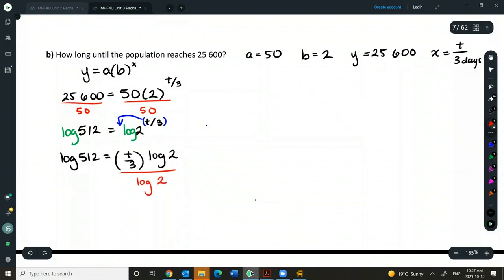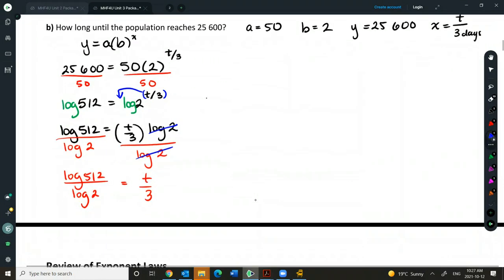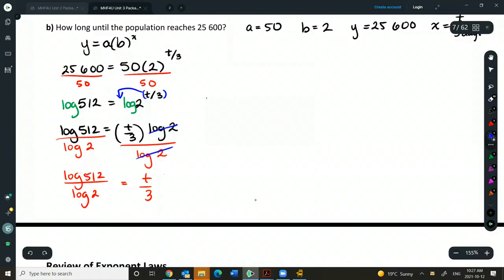Again, I'm still not using my calculator at this point. There's no need right now. So don't calculate all the way down; wait until the end. So we have the log of 512 over the log of 2 equals t over 3. If I want to get t by itself, the opposite of dividing by 3 would be multiply by 3. So we'll multiply each side by 3. These will cancel. And now you can use your calculator.